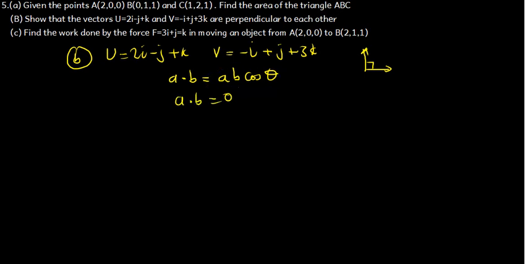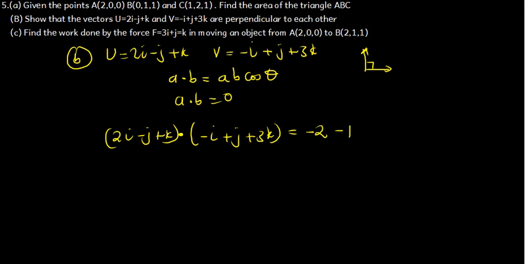So we're going to get u, which is 2i minus j plus k, multiplied by the dot product with negative i plus j plus 3k. And that should be equal to 2i multiplied by negative i, that is going to be just negative 2. Just multiply like terms. Negative j multiplied by positive j will be negative 1. Positive k multiplied by positive 3k is going to be a positive 3. Now, negative 2 minus 1 plus 3 is a 0. So, hence shown.